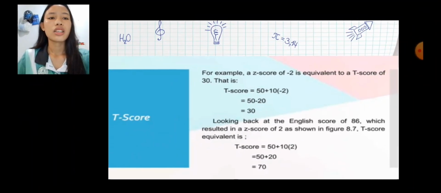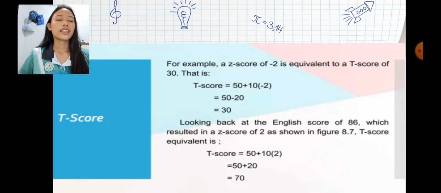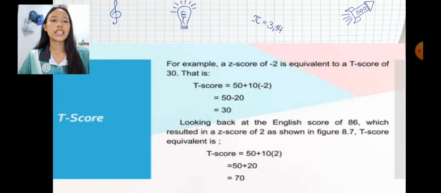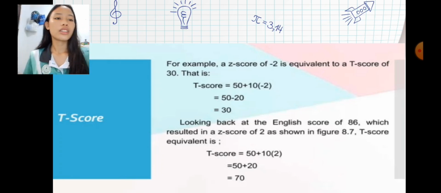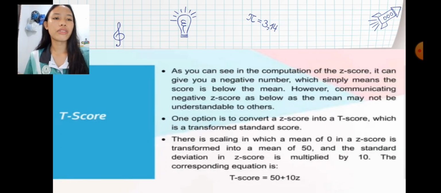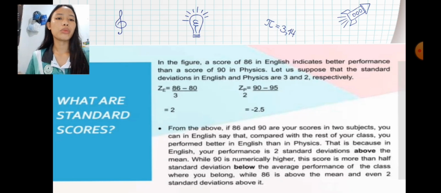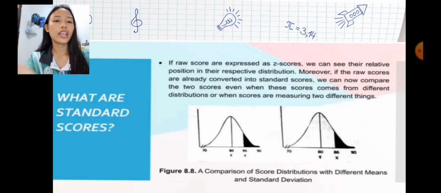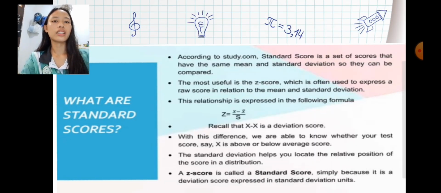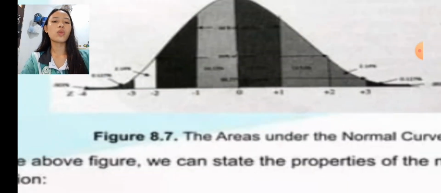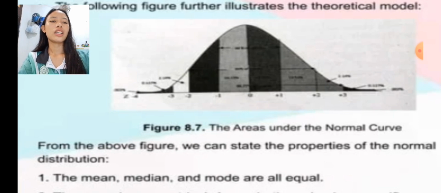Easy as that. So looking back at the English score of 86, which resulted in a z-score of 2 as shown in figure 8.7, the figure 8.7. We have here the areas under the normal curve.